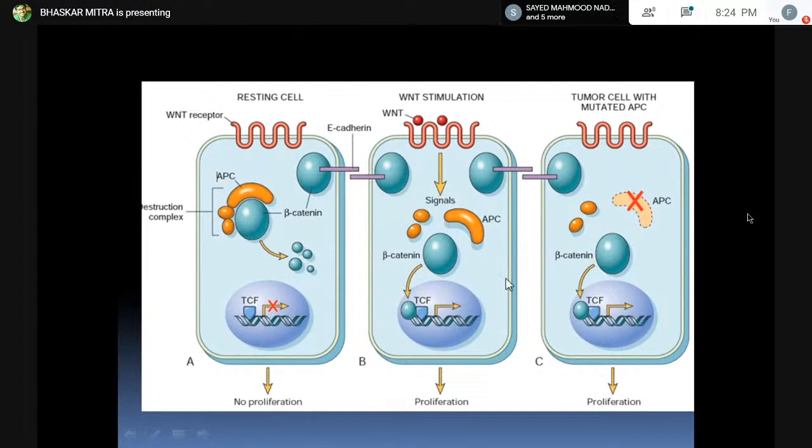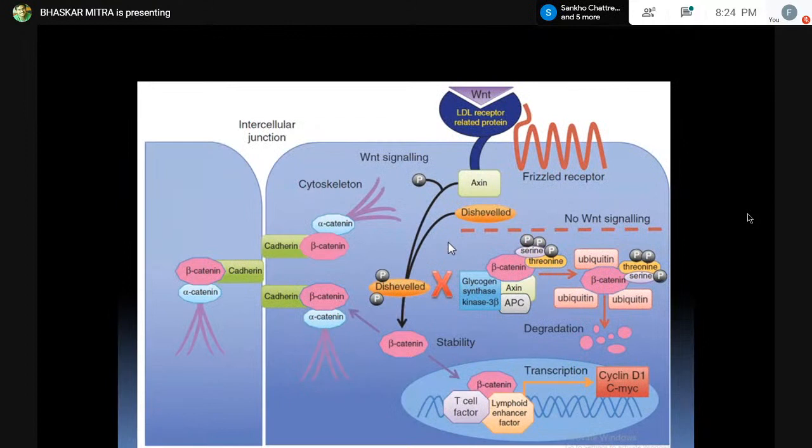Now this is the undergraduate picture. Now I will complicate this. Here we can see normally APC is there and beta-catenin is there. Normally glycogen synthase kinase 3 beta, along with APC and beta-catenin, when there is no WNT signaling, causes beta-catenin ubiquitination by phosphorylation of the threonine and serine part, and they degrade. So there is no cell proliferation.